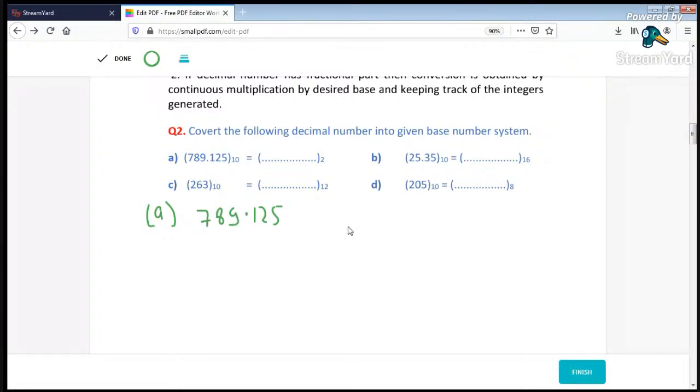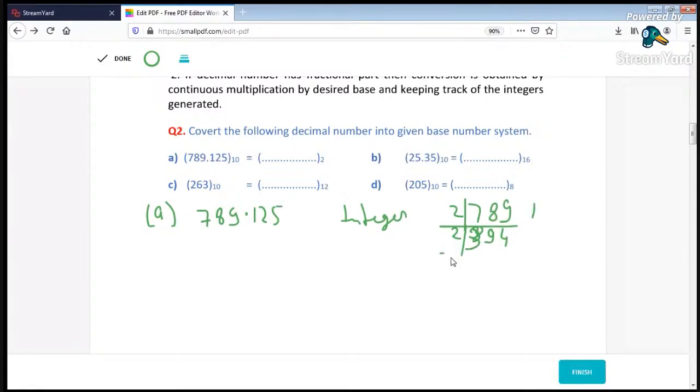First for the integer value. The integer value here is 789. This 789 is divided by 2. If you divide this by 2, 2 3s are 6, remainder 1, and 18. 1 minus, this is 3 here. So 2 9s are 18, 2 4s are 8. So the remainder here is 1.